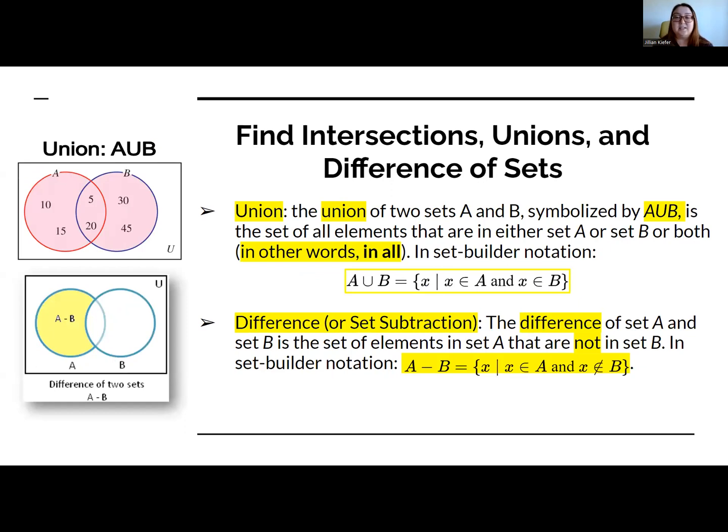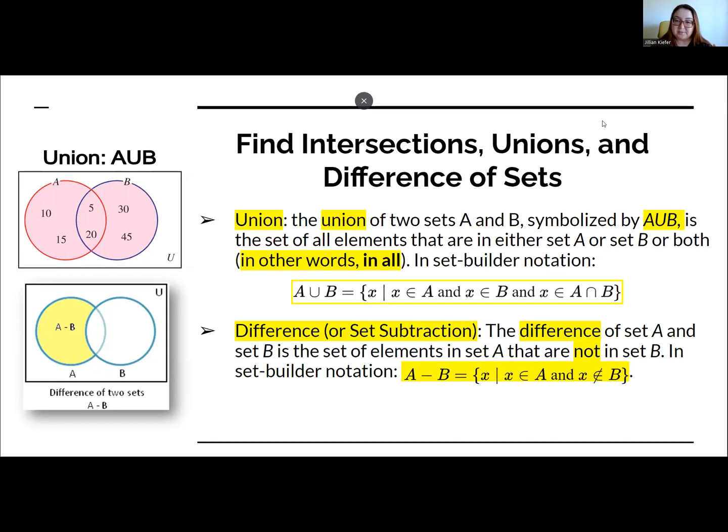Moving on, we can look at unions and differences. The union of two sets A and B, which we symbolize as A union B, where the union looks like a big U, is the set of all elements that are in set A or set B or both. In other words, kind of in all. So it's everything in A, everything in B, and everything in both. It's kind of the sum of it all. In set builder notation, we write this as A union B is equal to X, where X is in A, and X is in B, and X is also in both.